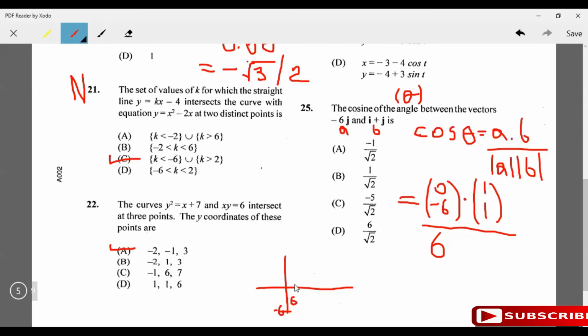And now I have vector 1, 1. Vector 1, 1 could be somewhere right here, and that's 1 squared plus 1 squared, square rooted. That's the root of 2. And so now just find the dot product in the numerator, and that works out to be -6 over 6 root 2. The 6s cancel with each other, and I'm getting -1 over the root of 2. That looks like option A. Easy question.